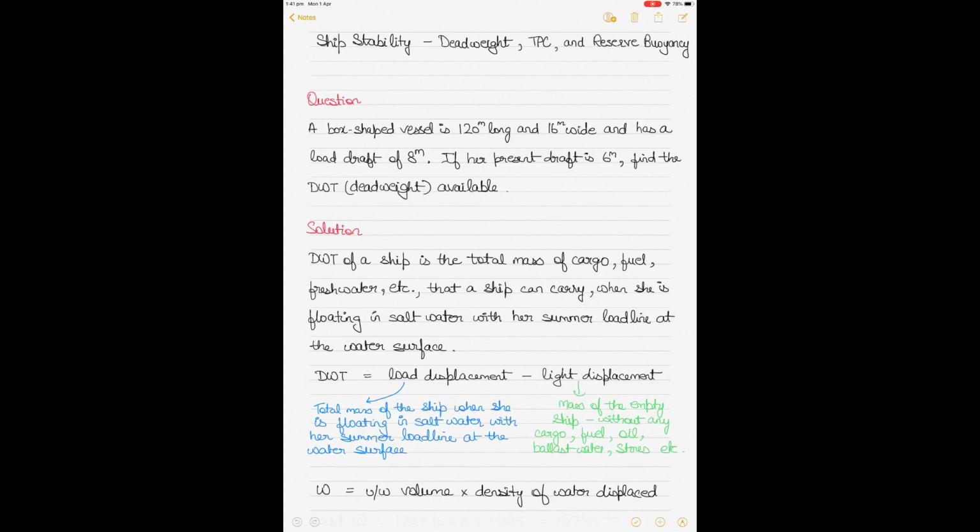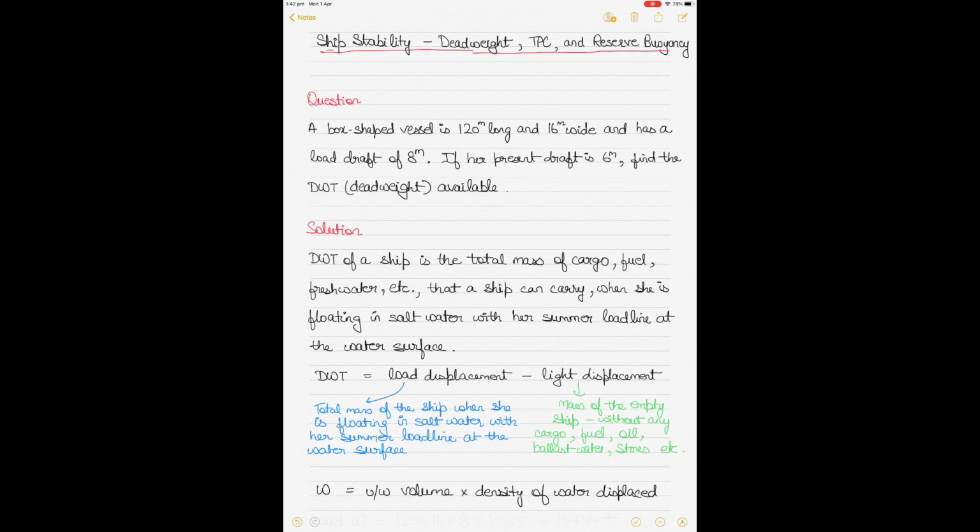So today we'll be solving questions of ship stability that involve the concepts of deadweight, TPC, that's tons per centimeter immersion, and reserve buoyancy. So I'll solve different types of questions in this area, and as we come across the terms, I'll also explain the terms for you.